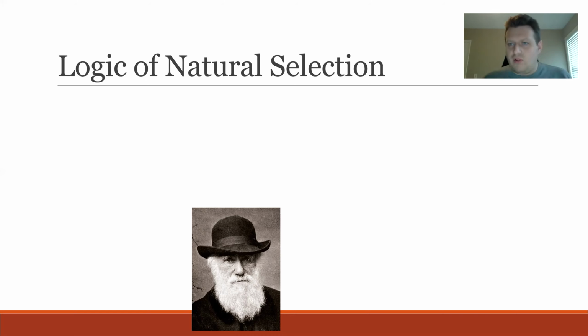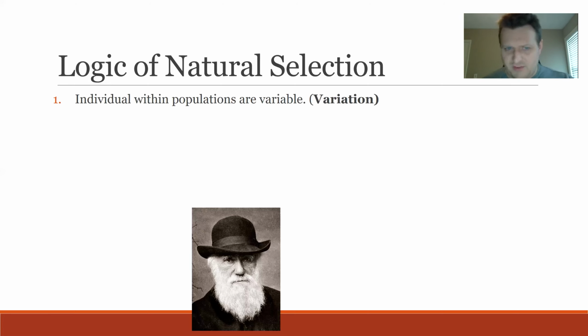So let's talk a little bit about the logic of natural selection. We're going to frame this in the way that Darwin did, in terms of a logical argument. I'll give you some premises, and if all of these premises happen to be true, then the logical conclusion has to be true. So if we can agree on these premises, then there is a logical conclusion, and that conclusion is that evolution by natural selection has to exist. We're going to talk about 4 premises that underlie natural selection.